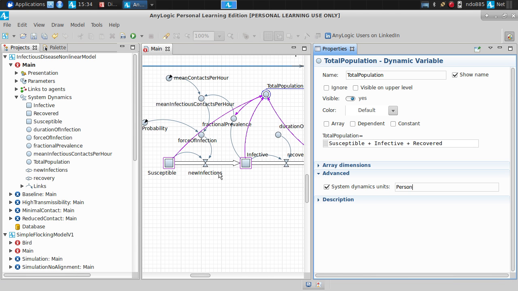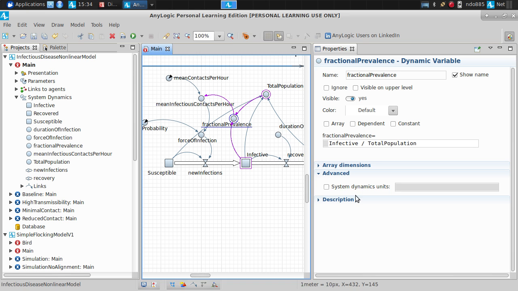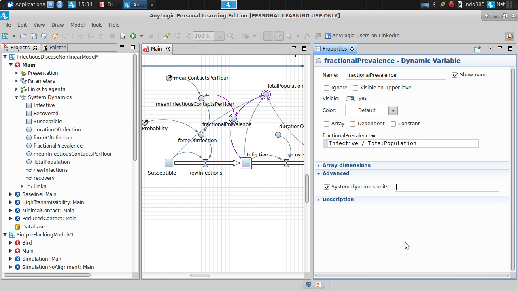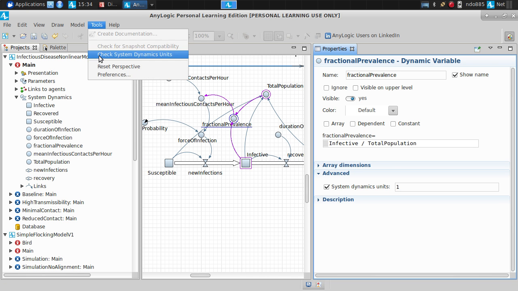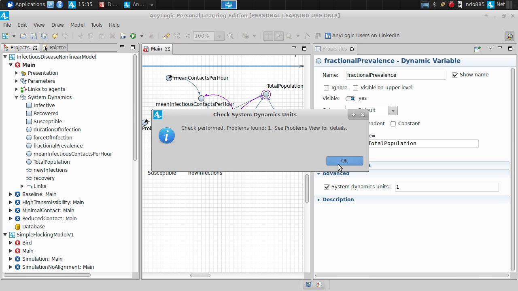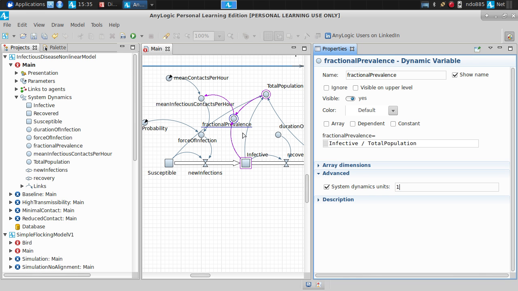How about fractional prevalence? The fraction of the population that's infective. What's the unit of that? It is what? Unit dimension. Okay, I'm going to say 1. To be honest, I don't actually remember exactly how that's phrased. I think you just say 1 here, but we'll see in just a moment. Great. Okay. So that's the fraction.